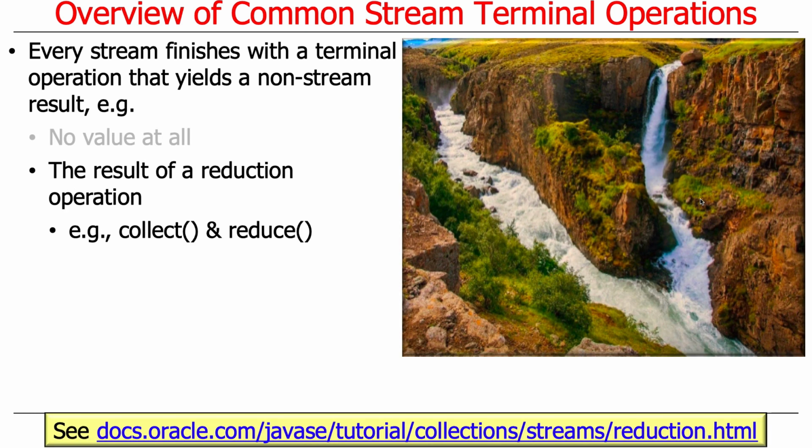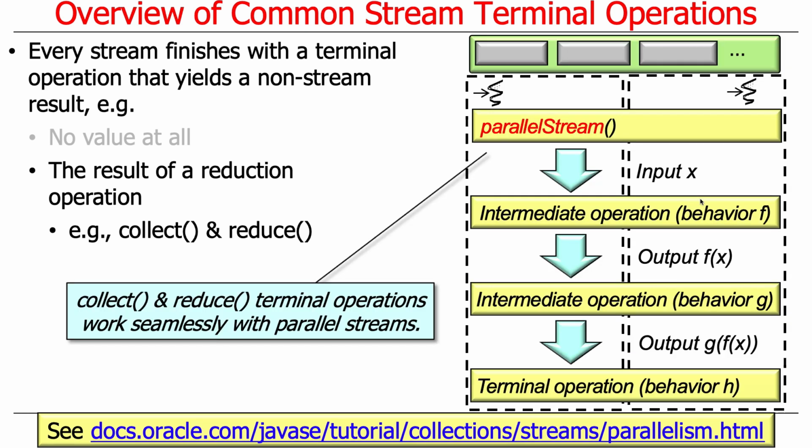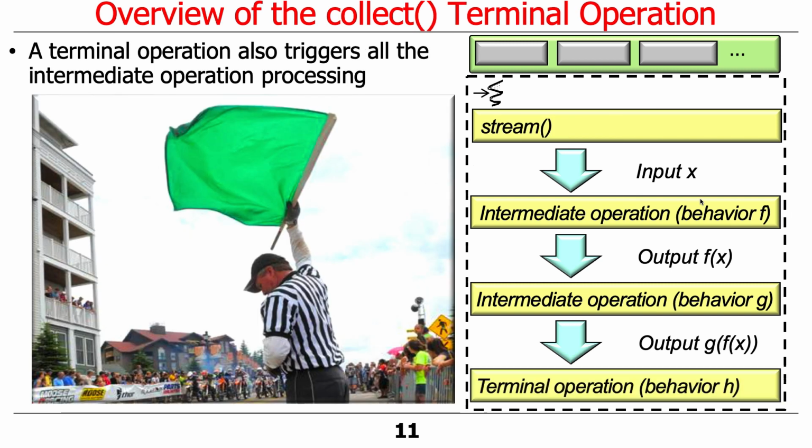Then there's also two types of operations that have so-called reduced results. And they're collect and reduce. And these are terminal operations that work seamlessly with both sequential and parallel streams. So they work nicely in sequential streams where you've got one thread of control, and they also work nicely in parallel streams where you have multiple threads of control. Remember, terminal operations trigger intermediate operation processing. So nothing starts to run until the terminal operation is hit. And I'll explain to you how that works later.